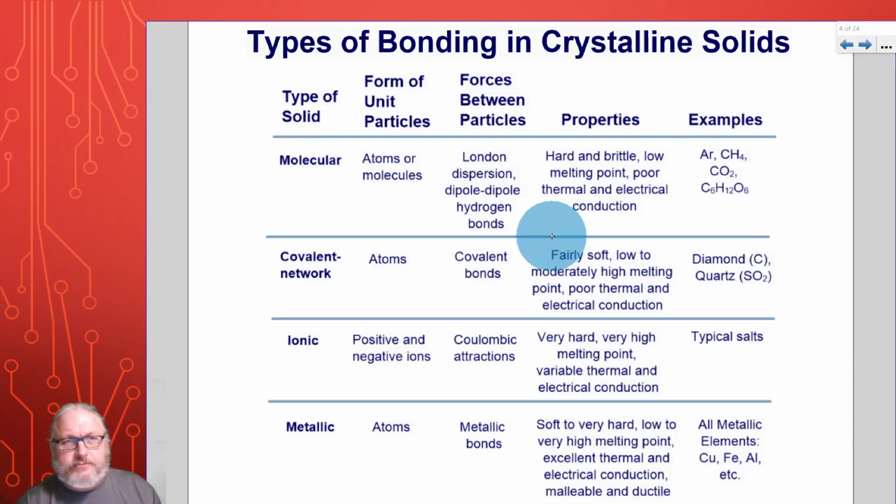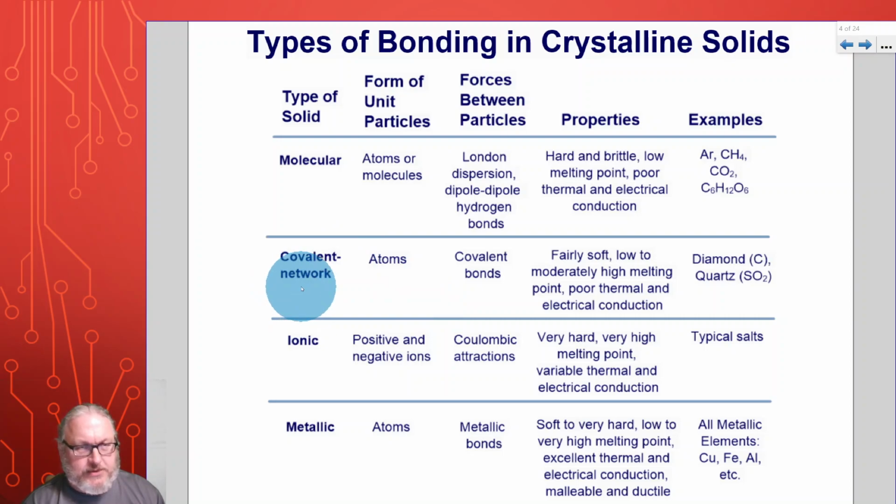So, if you have a molecular crystalline solid, you've got atoms or molecules. The forces would be LDFs, dipole-dipole, hydrogen bonds. They're very hard and brittle, with a low melting point and poor thermal and electrical conduction. So this would be like sugar, carbon dioxide, argon, methane. Those would be molecular crystalline solids.